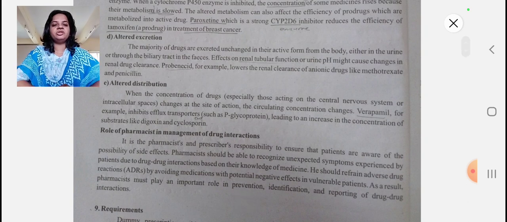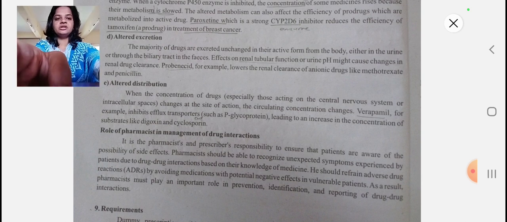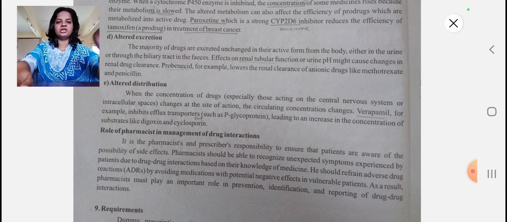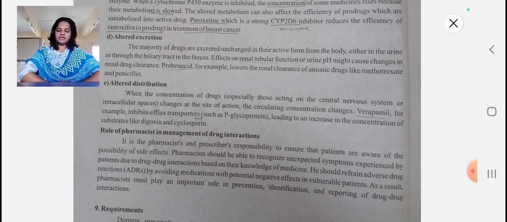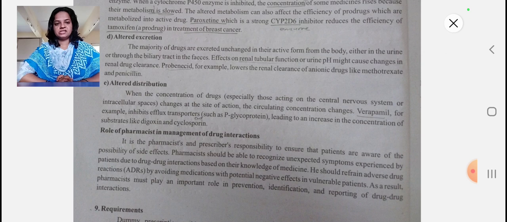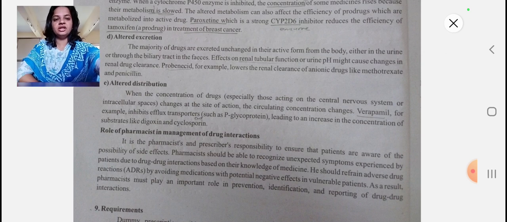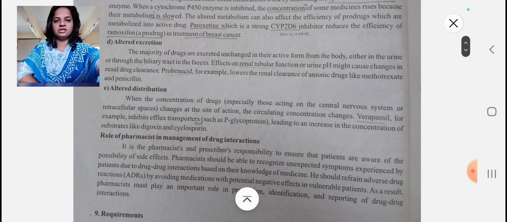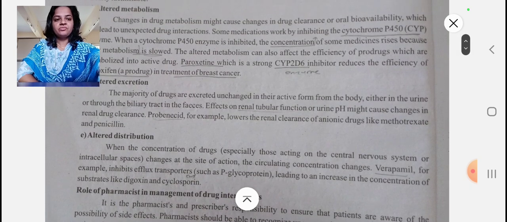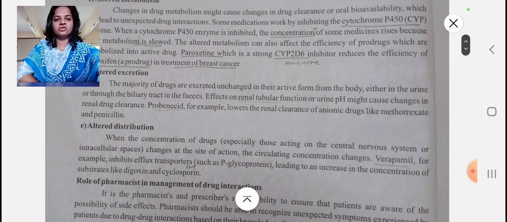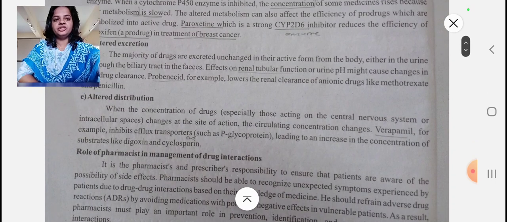The next mechanism is altered excretion. The majority of drugs are excreted unchanged, in their active form, from the body, either in the urine or through the biliary tract in the feces. Renal tubular function can be affected, or a change in pH can occur. Next is altered distribution.